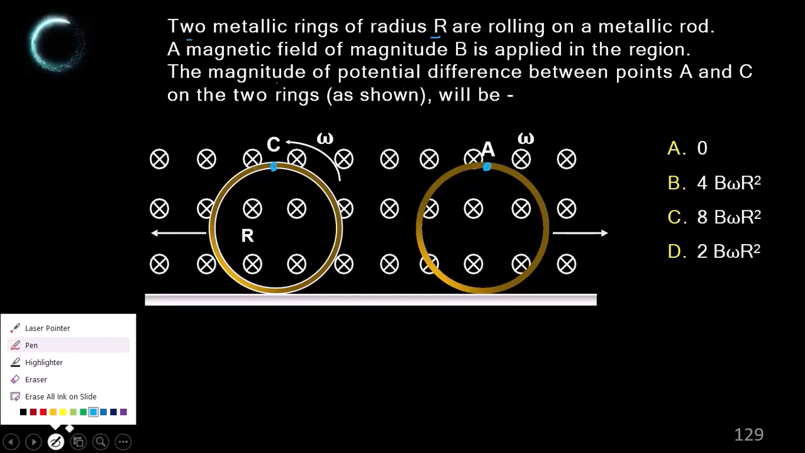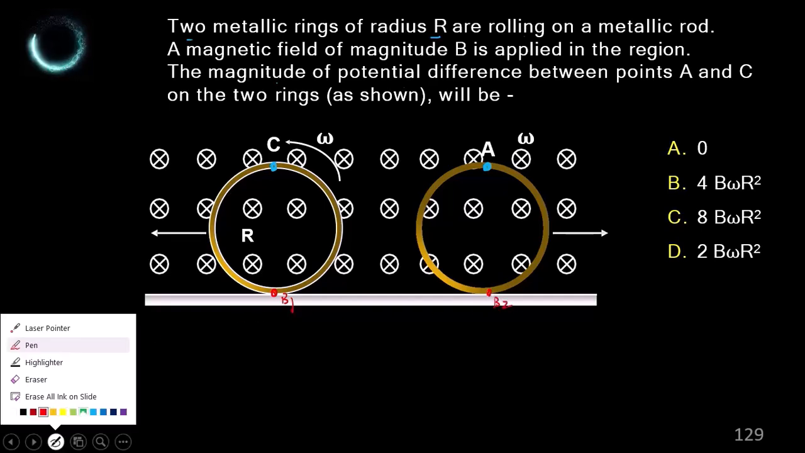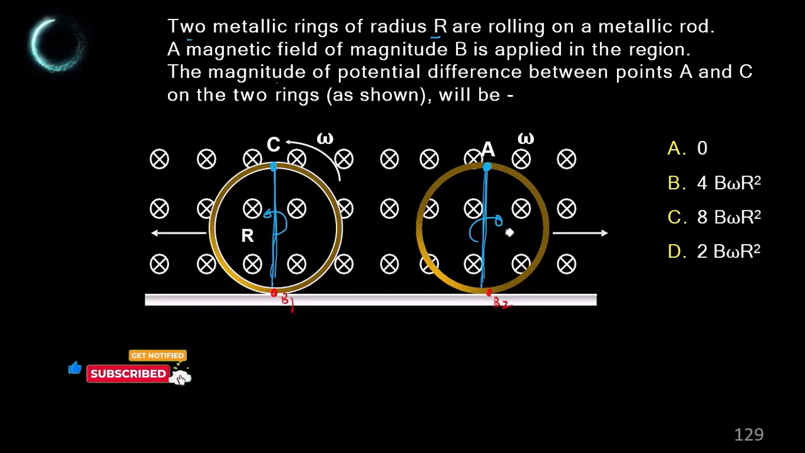For both the rings, we will say this is the point. Let us say B1 is the fixed point, and B2 is the fixed point. About points B1 and B2, two rods are rotating. So this is one rod of length 2r, and another rod of length 2r is rotating in a direction. For this rod, rotation is in this direction. For this rod, rotation is in this direction. Because the rod is moving in this direction, omega is in this direction. So for this situation, the V is in this direction.